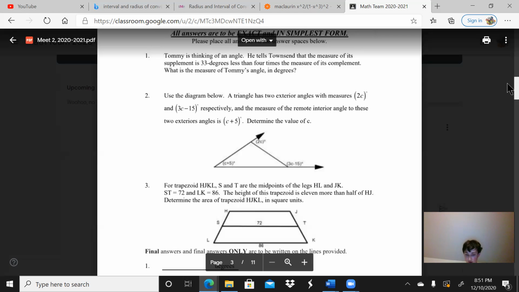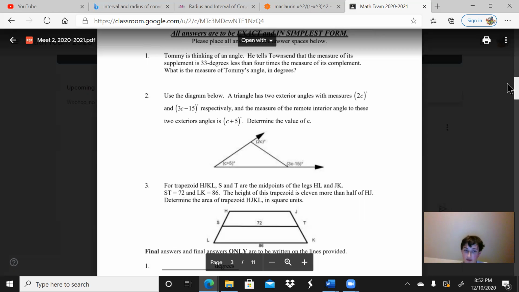I just want to make sure this actually works. I'm actually going to draw it out. So 3c minus 15 would be 150 minus 15, so 135. Interior would be c plus 5, so 55. And that one would be 2c, which is 100. Therefore, the interior is 80. And the other interior is going to be 45. So 80 plus 100. Yep, perfect.